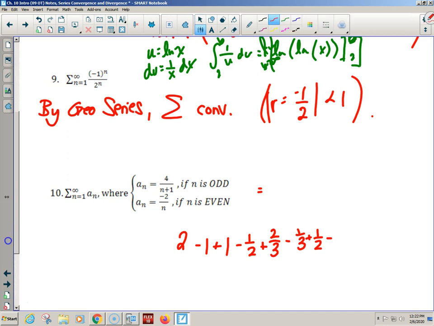Well, wait a minute. Hold on. We start at 1. We just plugged in numbers. If it's odd, 1 goes here. So 4 over 1 plus 1 is 4 over 2. And then 2 is even, so negative 2 over 2, negative 1. And then 3 plus 1 is 4, 4 over 4. We got up to 4 over 8, which came from 7, so 1/2. Plugging in 8 is negative 1/4. Plugging in 9 is 2/5. Plugging in 10 is negative 1/5.